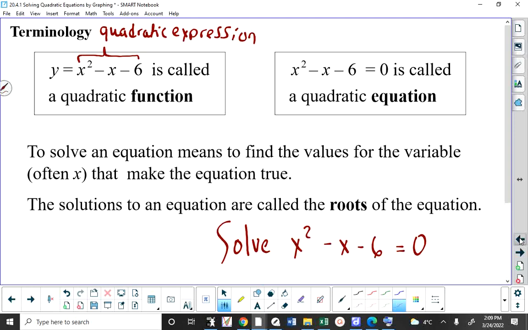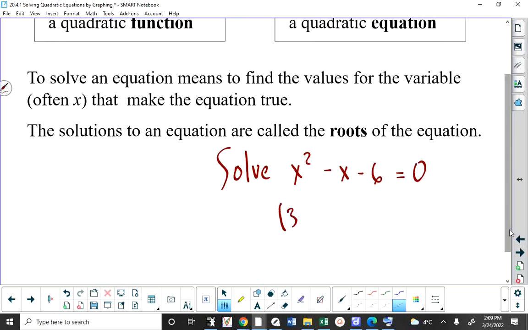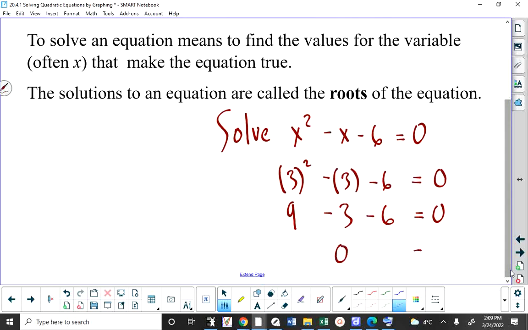Turns out 3 would do it. If I were to, and don't worry about how I got that, if I were to put a 3 in for x, everywhere there's an x, and I want to be able to get 0 here, 3 squared is 9, minus 3 minus 6. That in fact does give me 0 equals 0. So we would say that a solution to that equation is 3. Don't worry about how I'm finding it. There are lots of ways to find it.